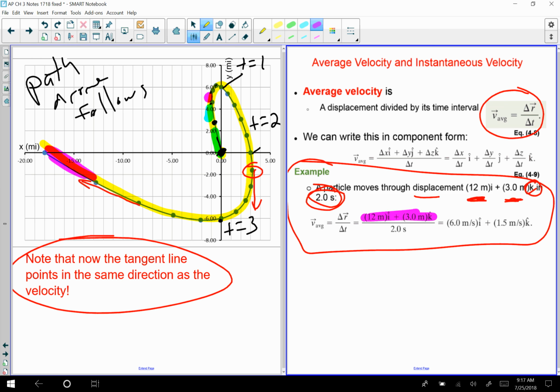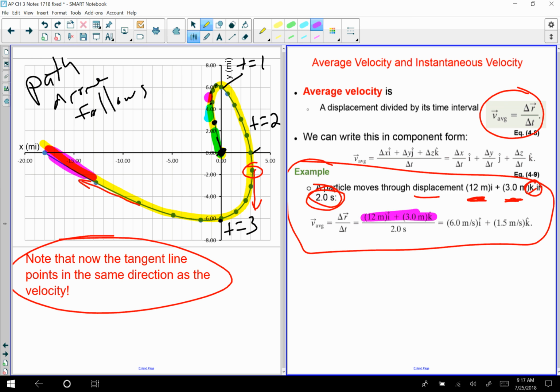So where were we at? So we knew we had these two things, right? So here's our x, right? So to find the velocity in the x direction, I simply take the derivative, right? So my velocity in the x direction is the derivative of x with respect to time, right?